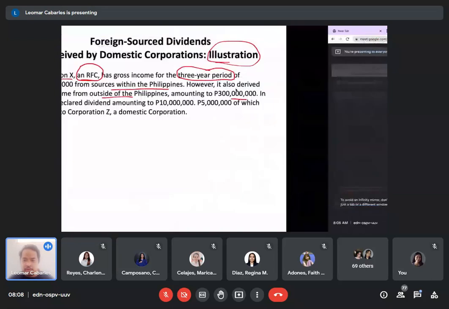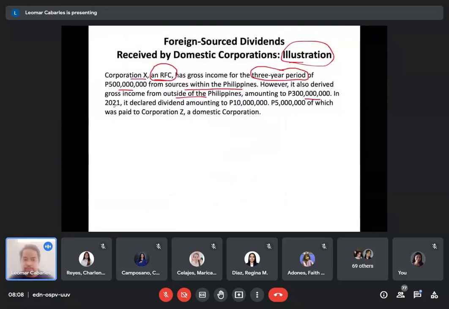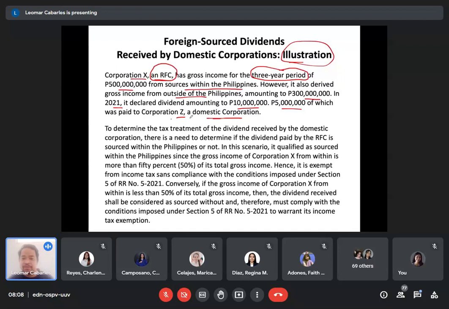Okay? So in 2021, it declared dividend amounting to 10 million. So 5 million of which was paid to Corporation Z. So ito yung domestic corporation. Actually, sa illustration na to, ang perspective natin is si Corporation Z. Okay? To determine yung tax treatment ng dividend na 5 million na na-receive ng domestic corp, there's a need to determine if the dividend paid by the resident foreign corp is sourced within the Philippines or not. In this scenario, it qualified as sourced within the Philippines. Since yung gross income niya ay more than 50% galing sa Pilipinas.